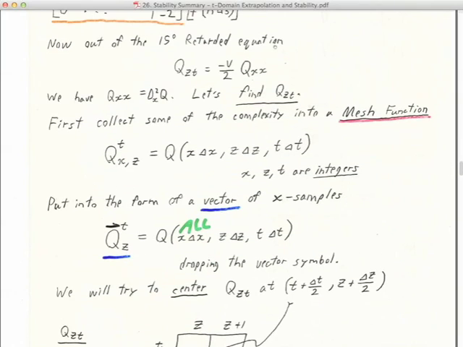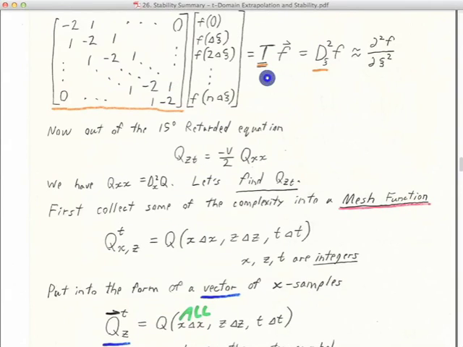So now we can absorb that into the finite differencing of our 15-degree retarded wave equation. So we have d squared q dz dt is equal to minus v over 2 times d squared q dx squared. So we know how to do the d squared q dx squared. That's just applying the big D squared in x to q, along the x vectors. And we now know that that is representable as a tri-diagonal matrix operation or multiplication. Now let's figure out how to calculate that funny partial derivative d squared q dz dt.